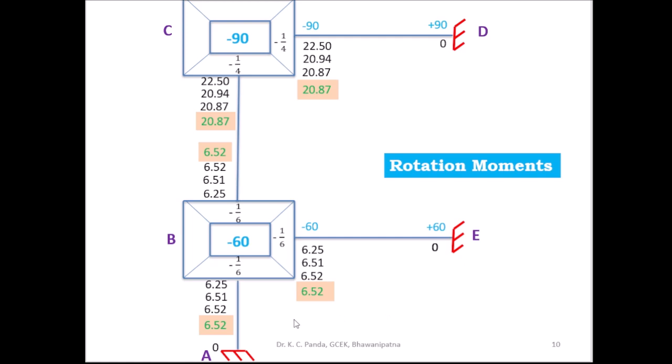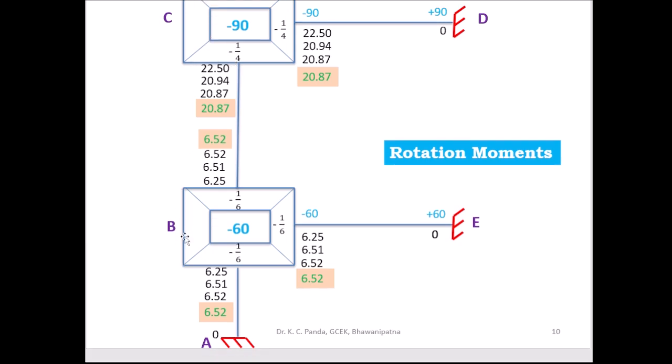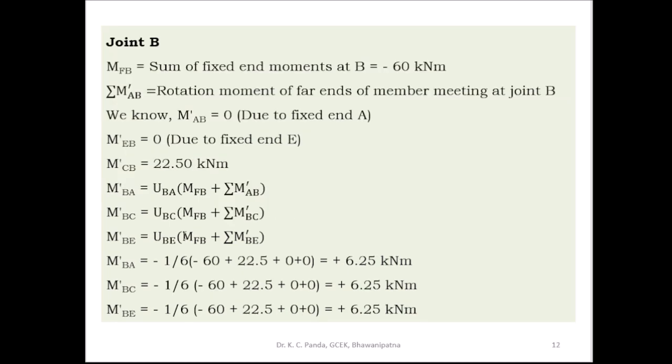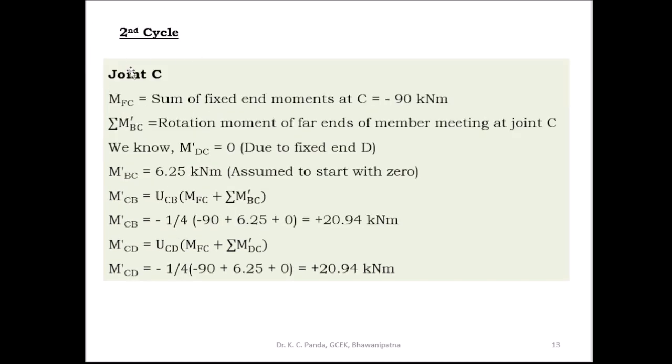Then you put the value of rotational moment m dash BA here and m dash BC here just below the horizontal line, and for m dash BC put here 6.25. Then the first cycle is over. Then you go for the second cycle. Again you find out the near end rotation moment at joint C and at joint B.